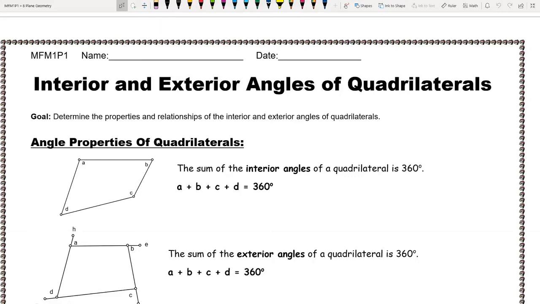Welcome class to this video on the interior and exterior angles of quadrilaterals. The goal of this video will be to determine the properties and relationships of the interior and exterior angles of quadrilaterals. First, let's look at what a quadrilateral is.